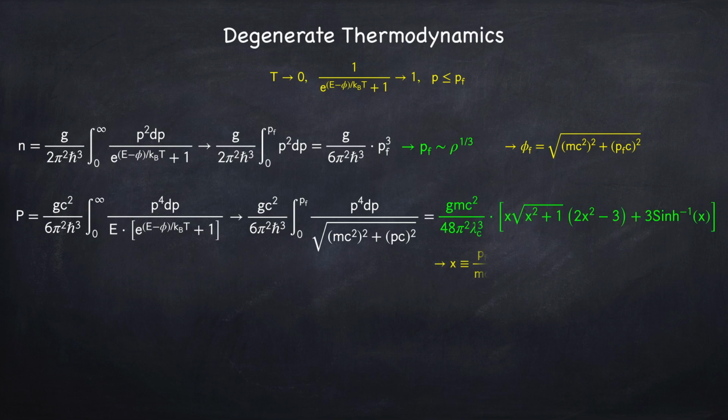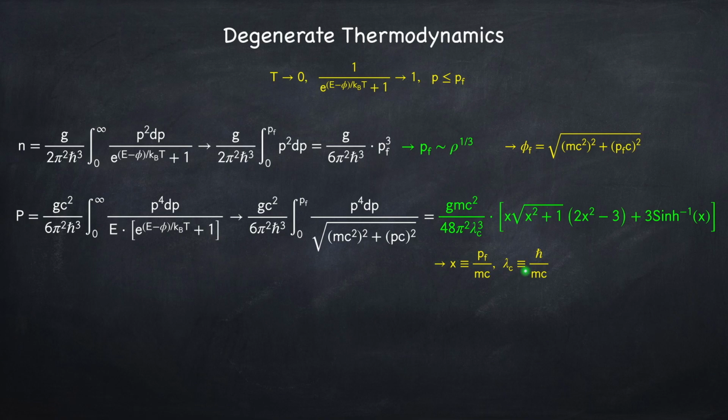Here I've done a convenient change of variables. x is the Fermi momentum divided by the mass of the particle times the speed of light. This is a dimensionless quantity and is often referred to as the relativity parameter, because if x is large, then you're relativistic, meaning the momentum is much larger than the mass, and if x is small, then you're in a non-relativistic regime because the mass is much larger than the momentum. This term, h bar divided by mc, is called the Compton wavelength, so it has units of length.